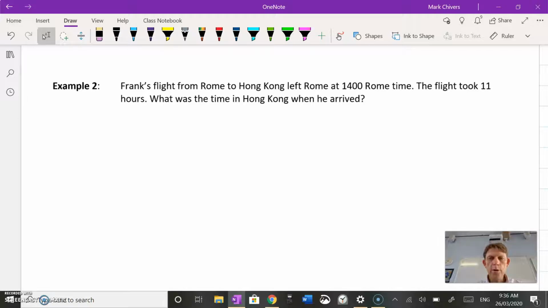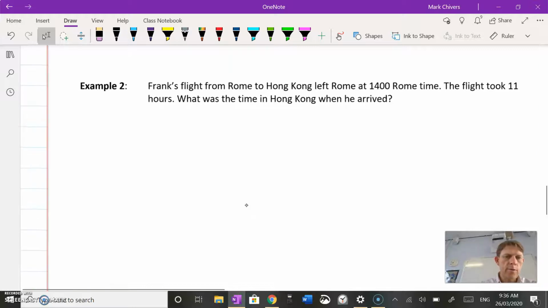So my personal preference with this is to deal with the time it took for the travel first, and then deal with the time change next. So what I'm going to work out first is, what time was it in Rome when he landed in Hong Kong, and then I can deal with the time difference later.